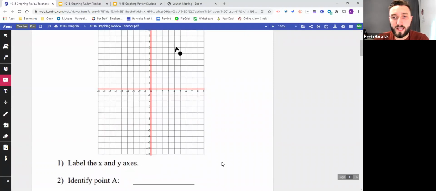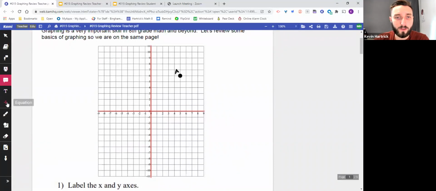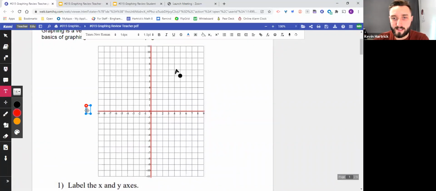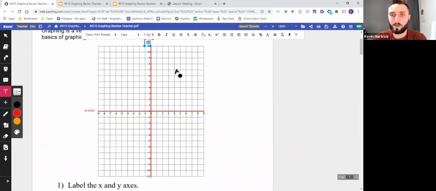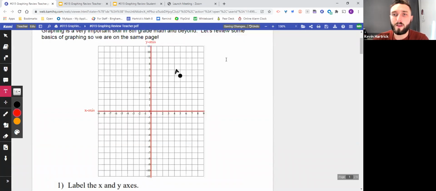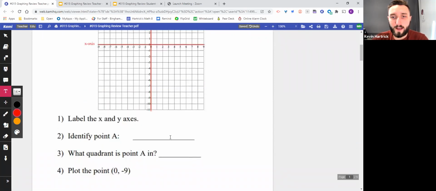First thing we want to do is label the X and Y axes. So I'm going to do that now. The X axis is the horizontal axis, okay? So that is the one that goes from left to right, okay? And then the y-axis is the one that goes from top to bottom. This is the vertical axis, all right? So x-axis, y-axis, okay?